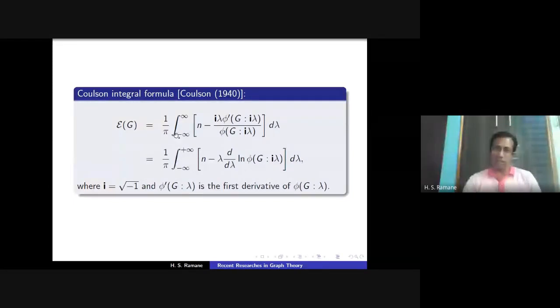This is a relation given by Coulson, in the form of an integration for the graph energy. It is 1 by pi times the integration from minus infinity to plus infinity of n minus i lambda phi dash of i lambda divided by phi of i lambda, where the bold i is the square root of minus 1, and phi dash is the first derivative of the characteristic polynomial. So the energy can be expressed in the form of an integration. I will outline the proof of this result.